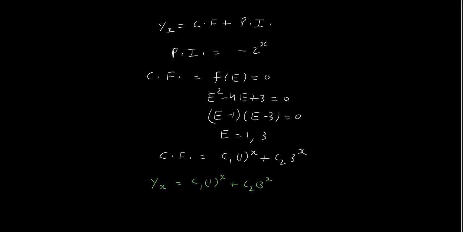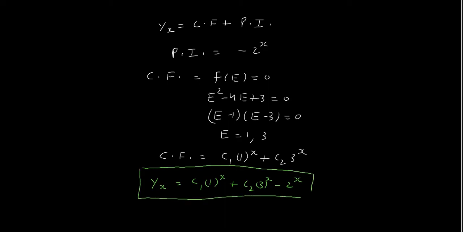This one is the complementary function, plus the particular integral, which is minus 2 to the power x. In a simplified form, it can be written in this form: minus 2 to the power x. So this one is the solution of the given difference equation.